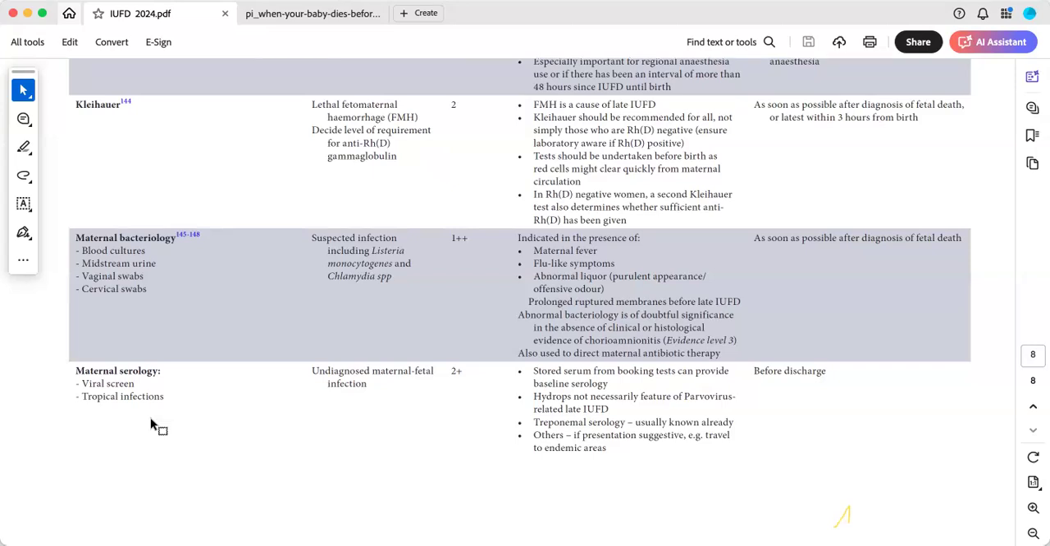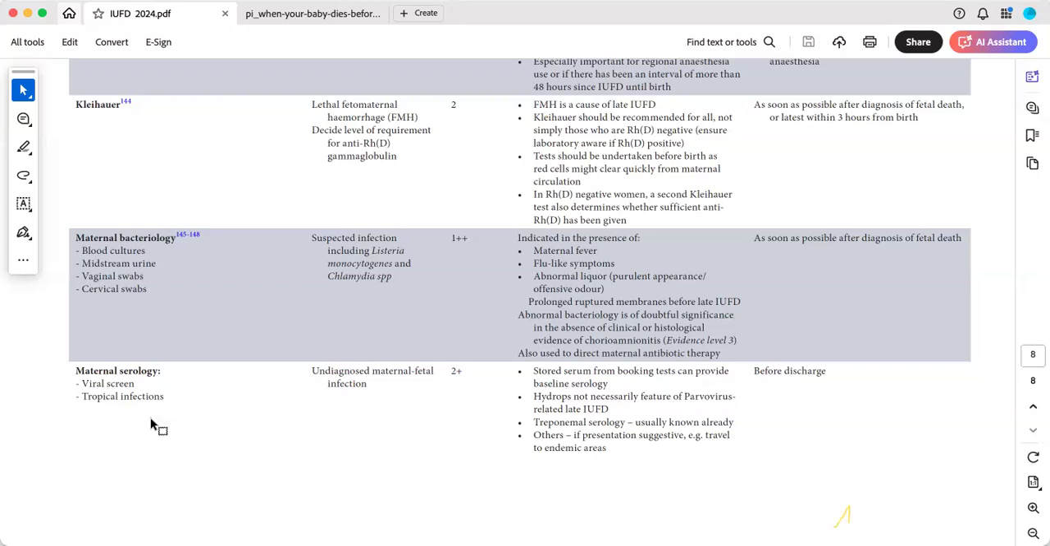For mothers that they are... Yes, excellent. Well done for all. Yes. Yes. So the Kleihauer-Betke testing should be recommended for all women, not simply those who are Rh negative. Okay?